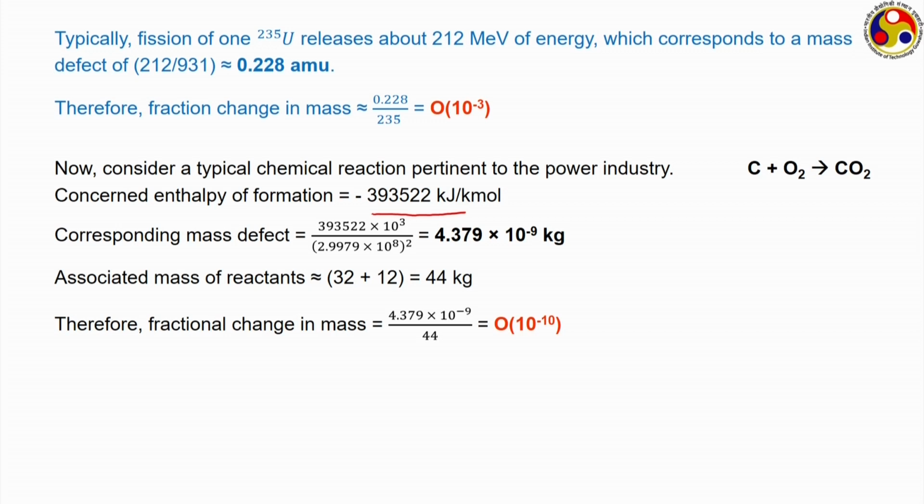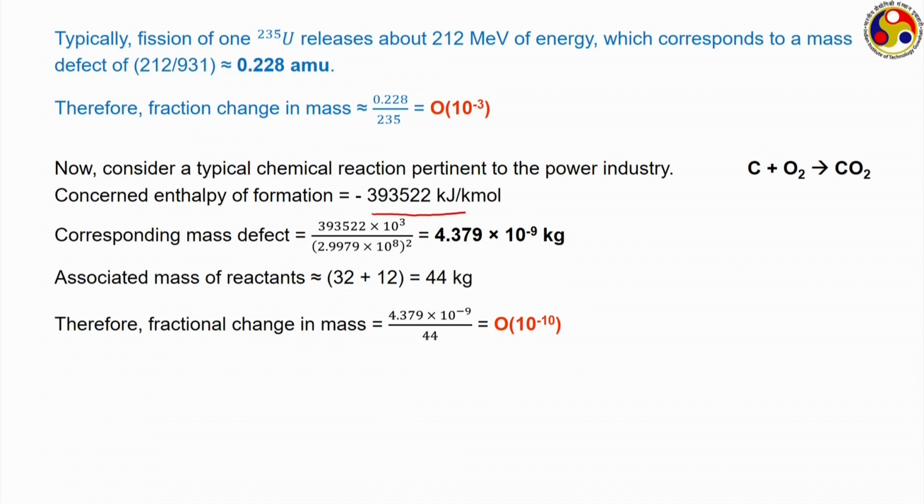The corresponding mass defect can hence be calculated by dividing this figure by c squared, and it comes out to be of the order of 10⁻⁹ kg. But the associated mass of reactants, that is 1 mole of reactants, will be approximately 12 for carbon and 32 for oxygen, therefore 44 kg of reactants, and hence the fractional change in mass comes out to be of the order of 10⁻¹⁰.